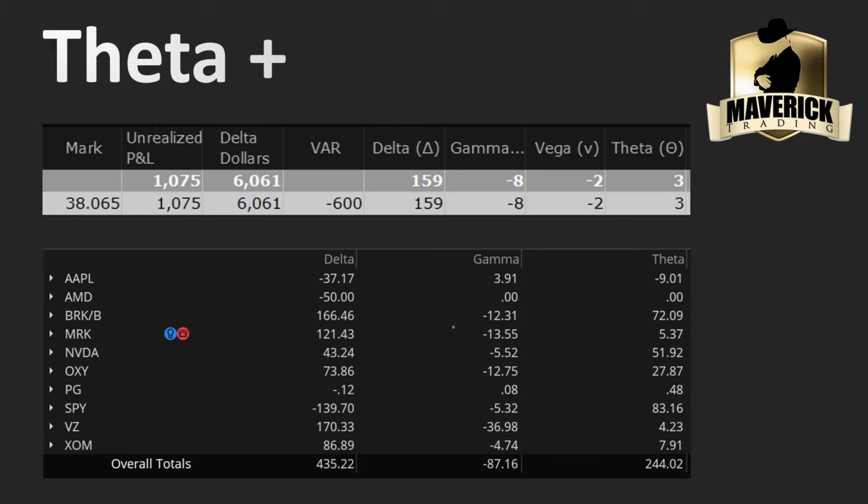Now, if we look at this from a risk navigator standpoint, this top one is the risk navigator at Interactive Brokers. And here I just pulled an example. It says, okay, the stock's trading at 38.06. We've got $1,000 of profit. It gives us our delta right here. We have 159 delta. That's adding up the delta of the entire position.